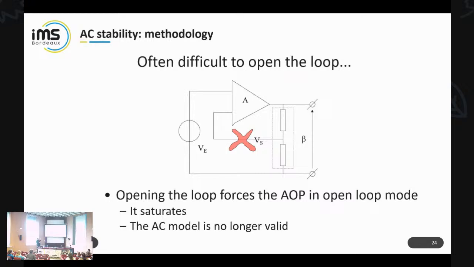So how can we work on the stability? Well, it's always difficult to open the loop of a given system, because if you open the loop of a given system, you will most of the time move the DC operating point also. And if you move the DC operating point, you will move the AC model to another model, which means that you are not going to compensate your circuit, but something else, which is not good.